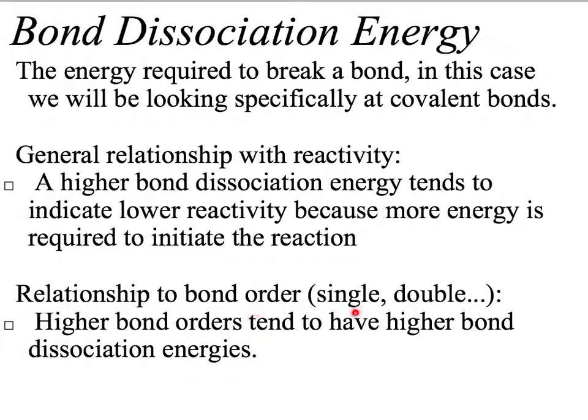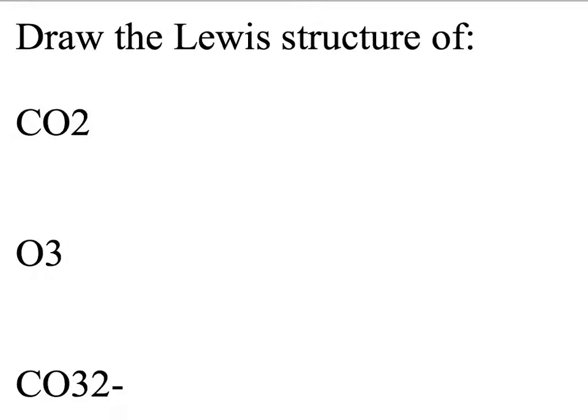Therefore, it's going to have a much lower reactivity. And my relationship to bond order: higher bond orders tend to have higher bond dissociation energies. So a third order bond, which is a triple bond, has a very high bond dissociation energy. And we'll see why, because we're breaking both a sigma and 2 pi bonds as we try to break that triple bond. All right, so here we're going to draw some more Lewis structures, a little extra practice.